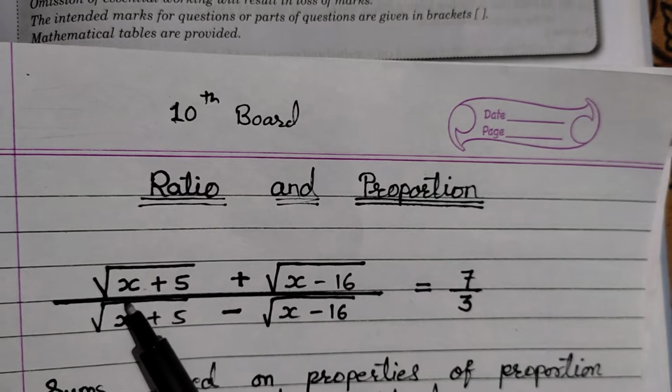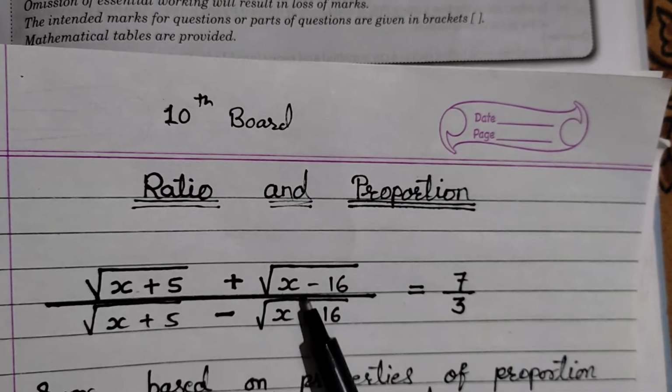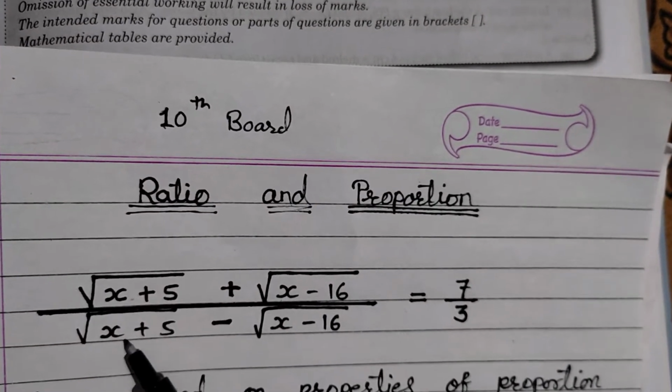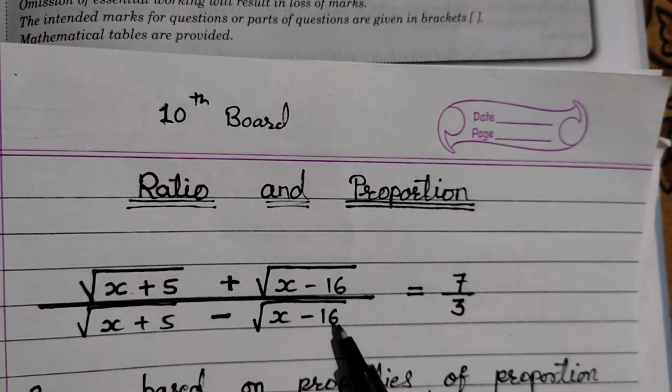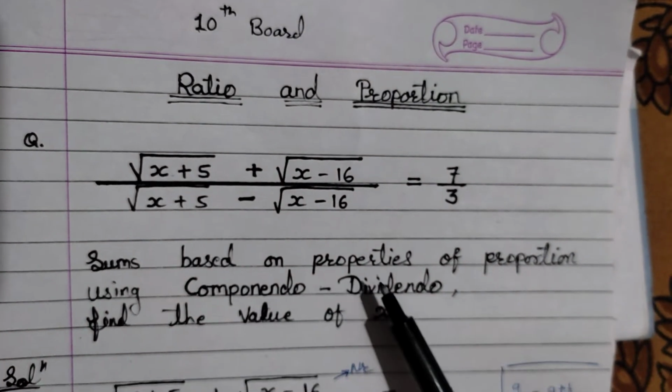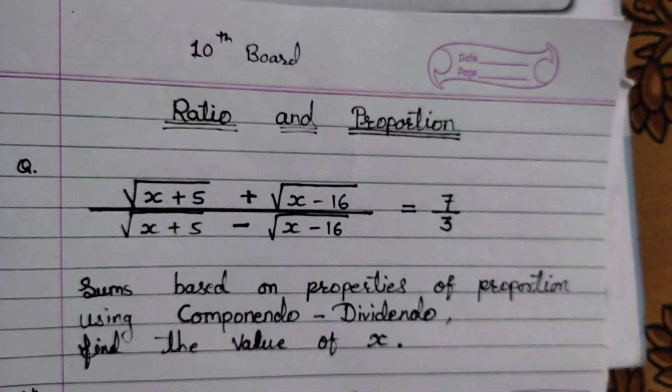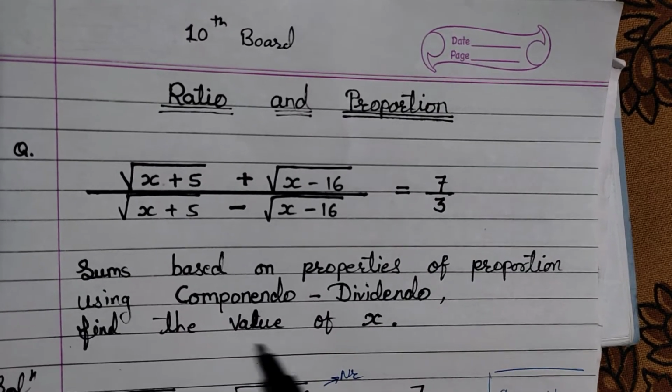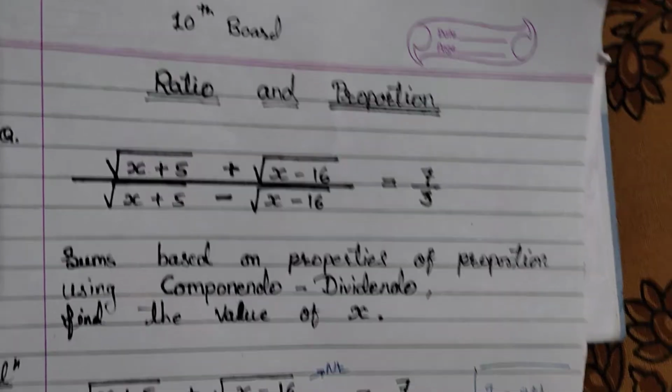The question is: (square root of x plus 5 plus square root of x minus 16) upon (square root of x plus 5 minus square root of x minus 16) is equal to 7 by 3. A sum based on the properties of proportion using componendo dividendo. Find the value of x. Okay, let's start the solution.